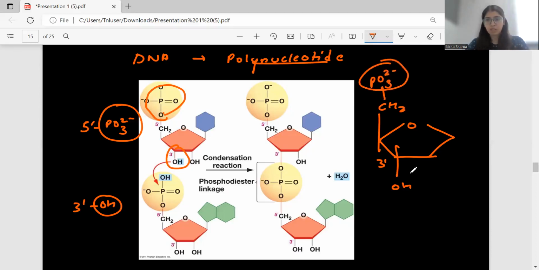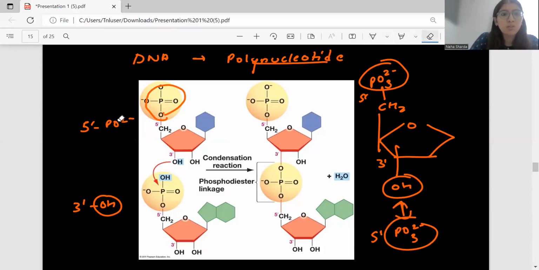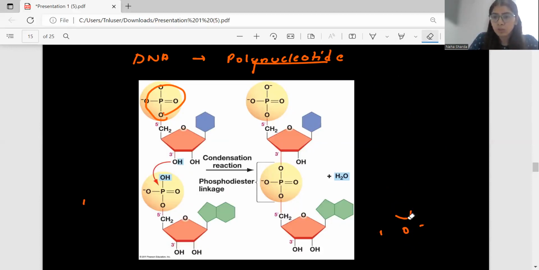Okay, phosphate group is present. So the bond will form between this 3' carbon, 3' hydroxyl group and 5' phosphate. This bond will form. It is very important. You have to learn, or you don't have to cram this. You have to understand that at 5' position we have phosphate group and at 3' position we have hydroxyl group.